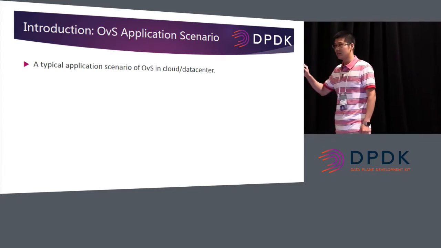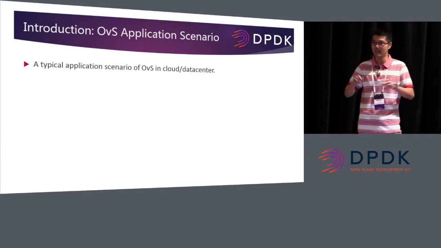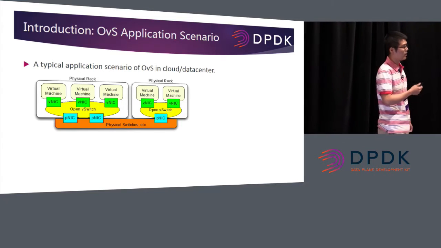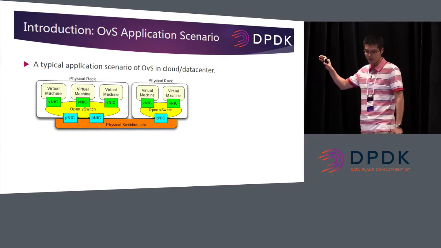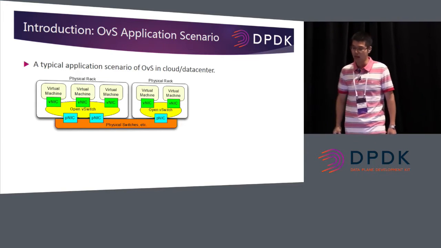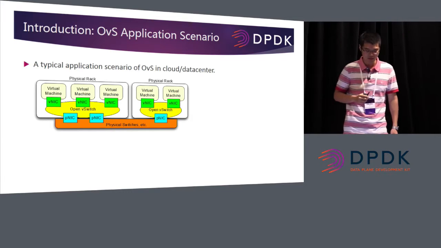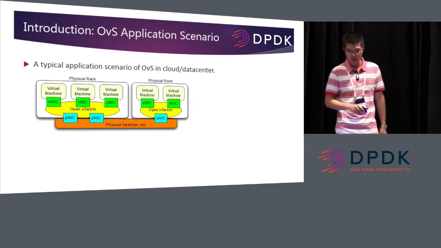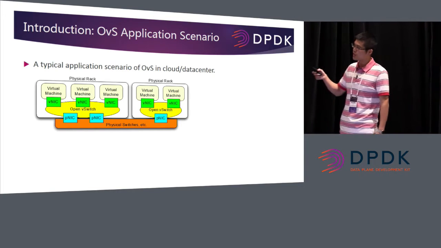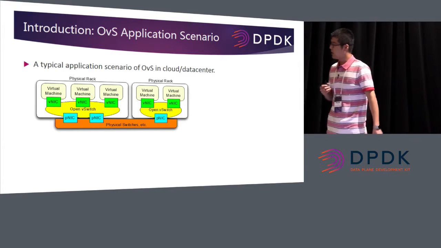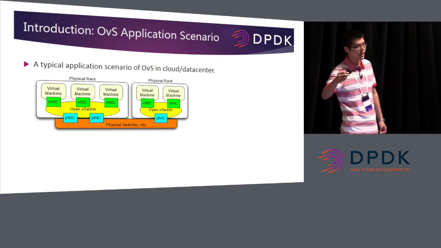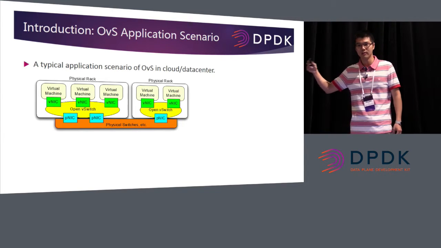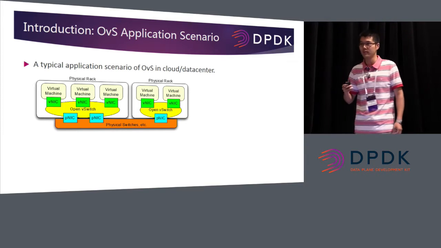So I prepared a couple of slides to do the introduction, just in case everybody is on the same page. This is a typical application scenario of OVS in cloud and data center. And we can see on this figure, we have the physical racks connected by the physical switches. And on each of these physical racks, we have multiple virtual machines. And all those virtual machines are connected with our virtual switches. And OVS and virtual machines can talk with other VMs via the virtual NICs, and it can talk with other physical racks over the physical NICs.